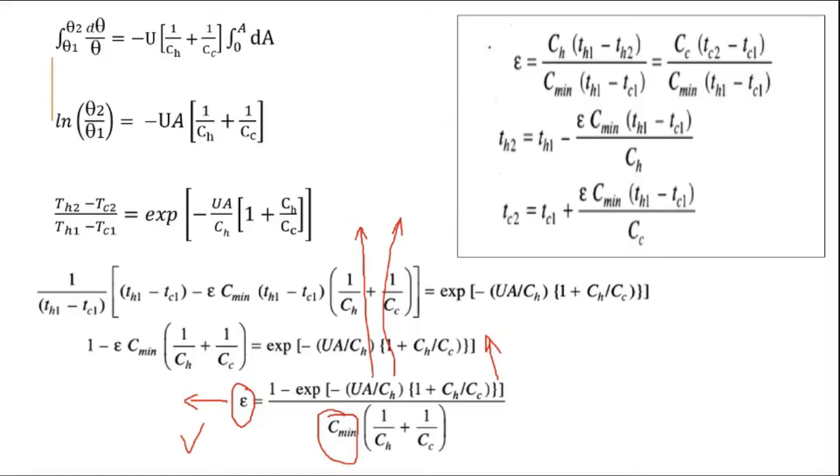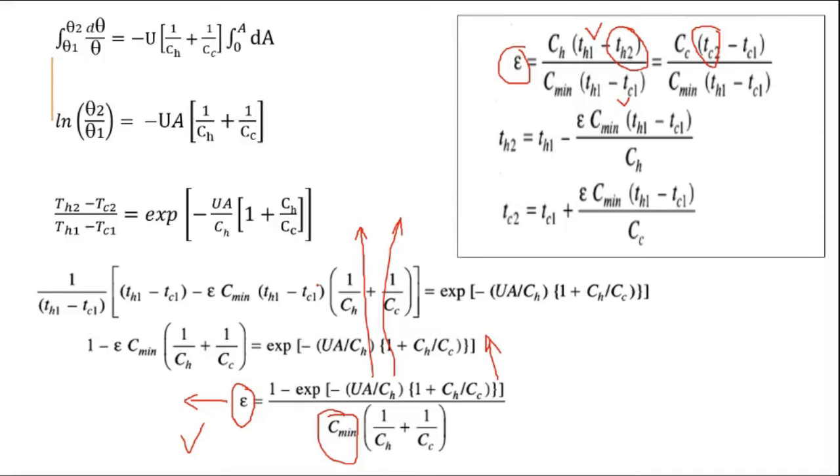Now, once we find the effectiveness, we can get to know that for a particular inlet temperature, for particular values of TH1 and TC1, what will be the outlet temperature. Here we can find out what will be the TH2 value, and here we can find out what will be the TC2 value. Are you getting this part? Yes or no? Okay. So this is the application of this effectiveness NTU method.